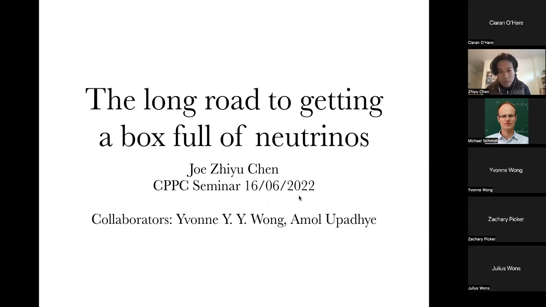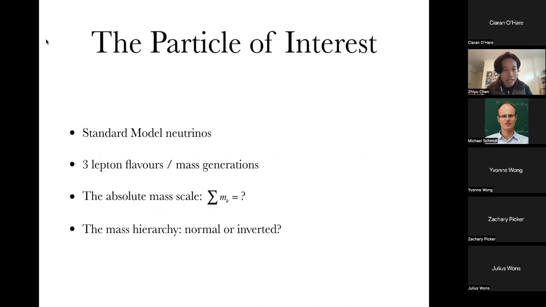Okay, so let's just get into it. I guess not a lot of introduction or background motivation is needed because we're dealing with a very standard scenario here. We're only looking at standard model neutrinos, so there are 3 lepton flavors and just the standard 3 mass generations. And the question in the room, the one that's been repeatedly asked, is: what is the absolute mass scale of neutrinos? We've measured the differences between the mass generations very well, but we still need to find out exactly what the absolute mass scale is going to be. And there's a related question: what's the hierarchy, is it normal ordered or inverted ordered?